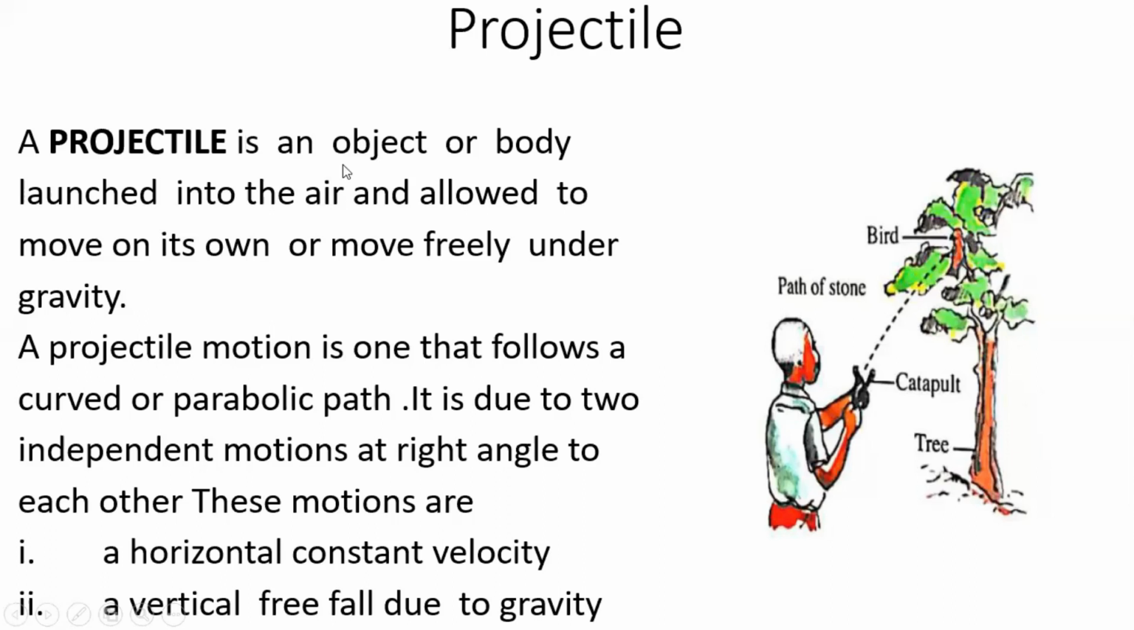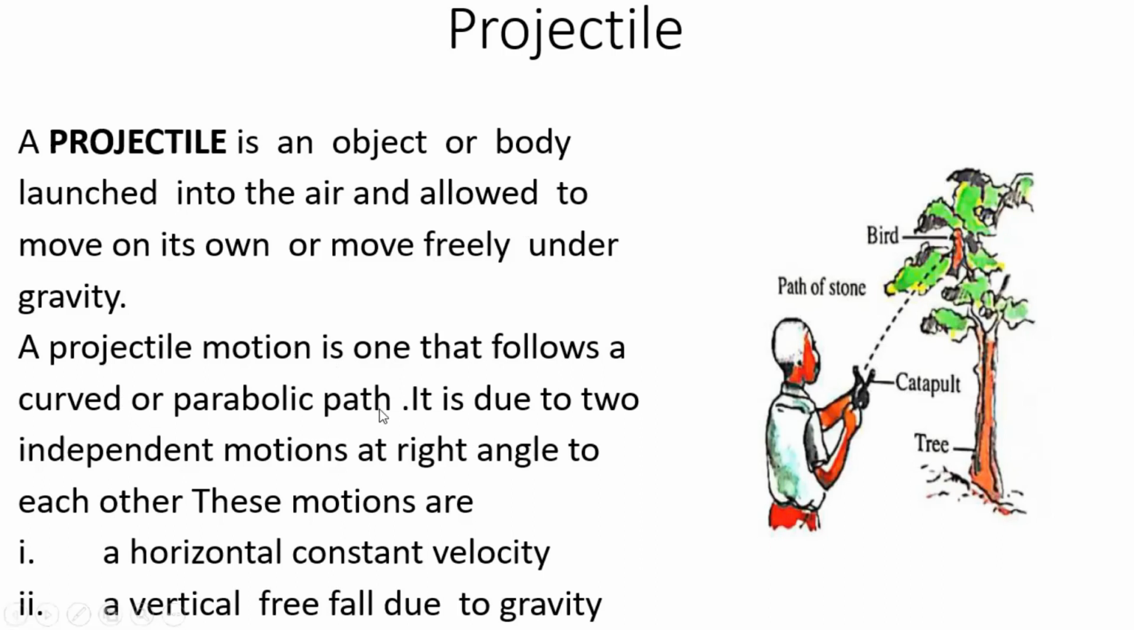So when we're talking about a projectile, we're talking about an object or a body launched into the air and allowed to move on its own, or move freely under gravity. Many things happen here. A projectile motion is one that follows a curve, which we call a parabolic path.